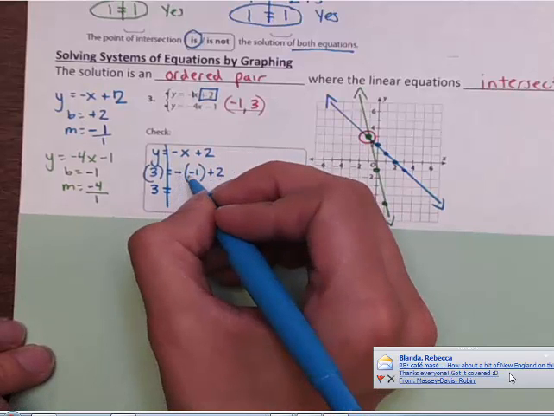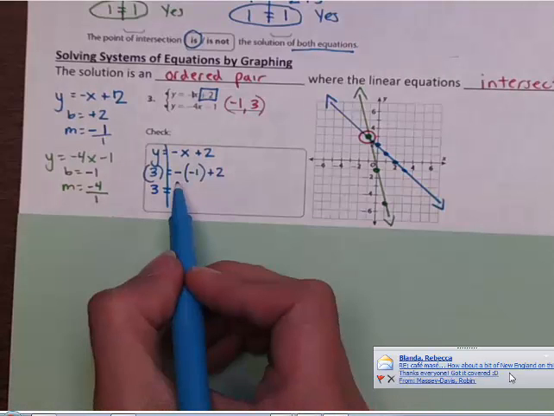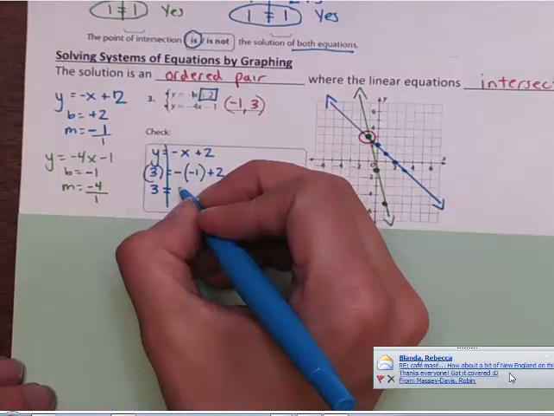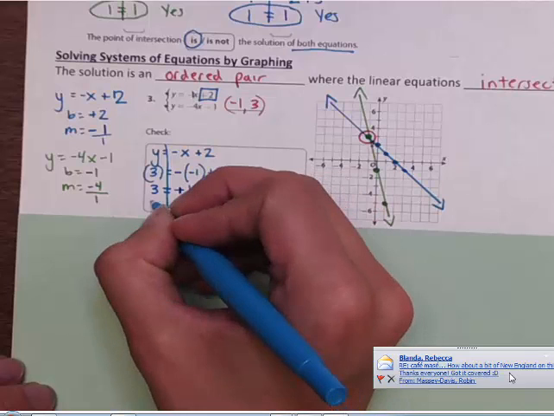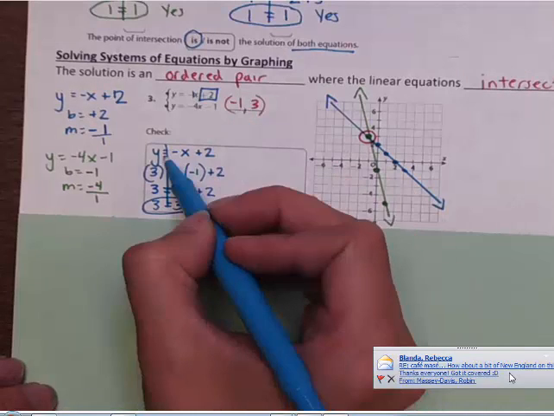Now I have 2 negatives next to each other. Whenever I have 2 negatives next to each other, that operation is really multiplying. So same signs, okay, or if my socks match, okay, I'm happy. So it ends up being a positive 1 plus 2. And I add 1 and 2 together, I have 3 is equal to 3. So I know that this point satisfies the blue line, because it's a true statement.